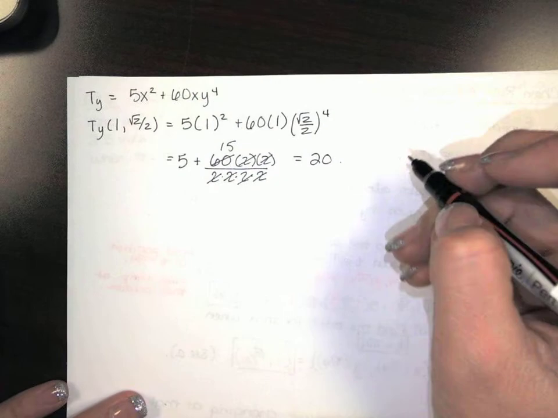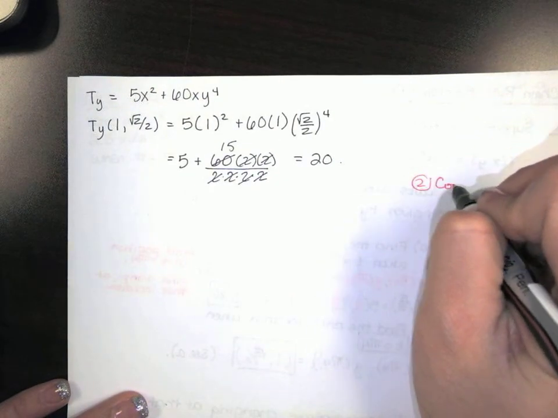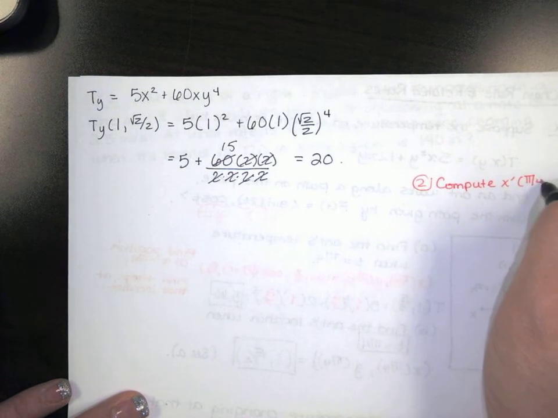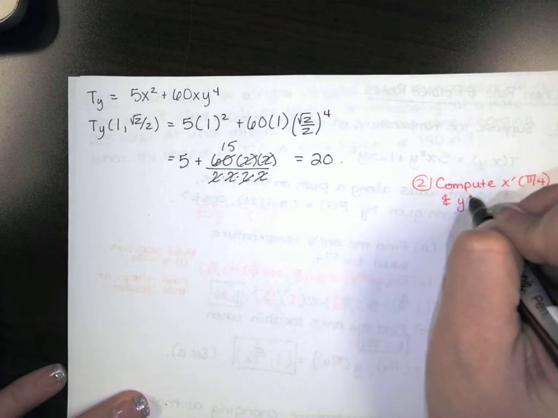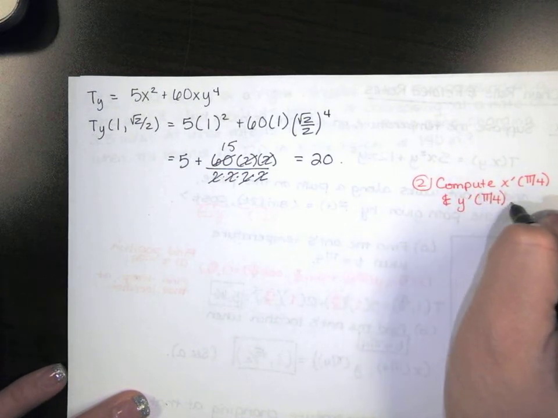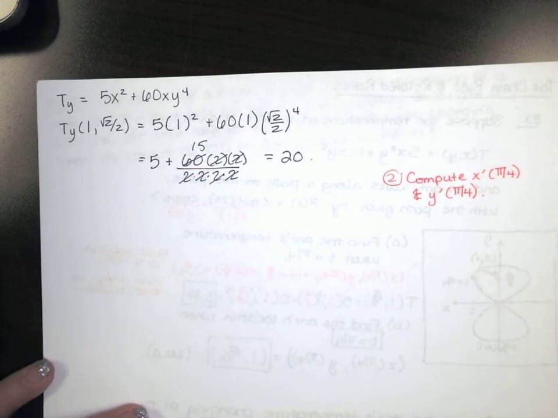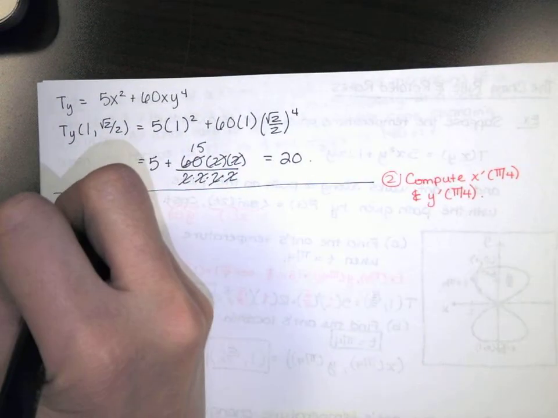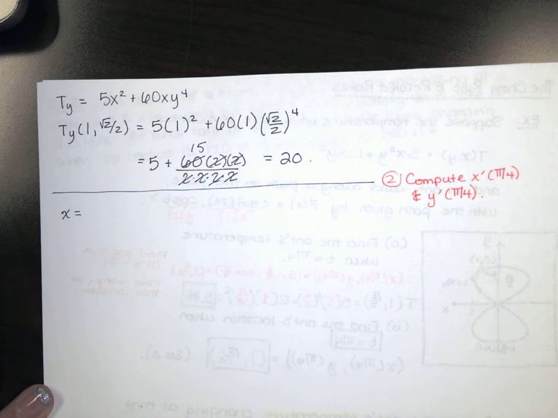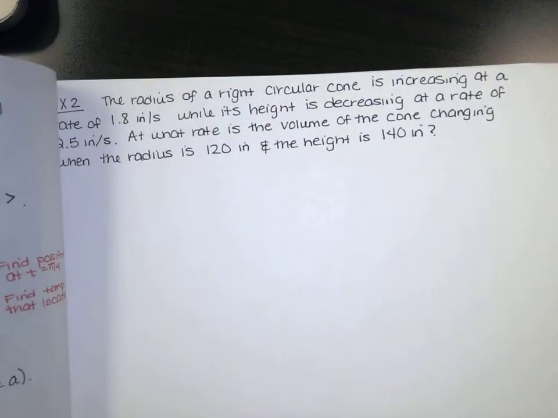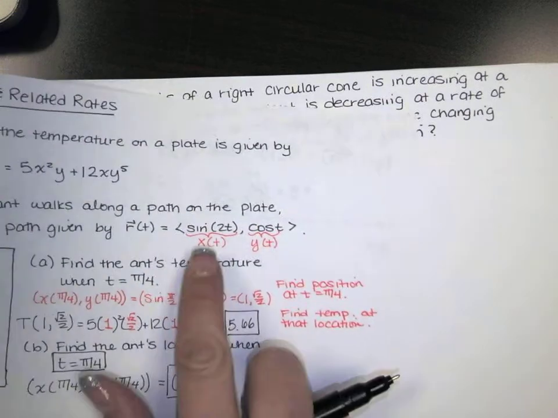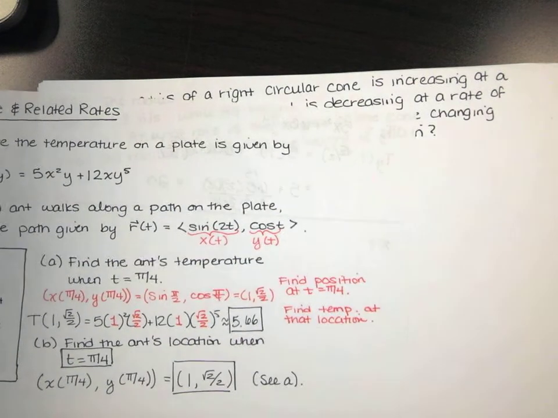Okay, so let's compute x prime at pi over 4 and y prime at pi over 4, excuse me. So x is, let me look at my notes, x is sine of 2t, y is cosine of t.